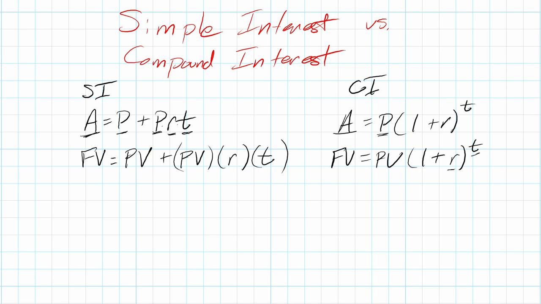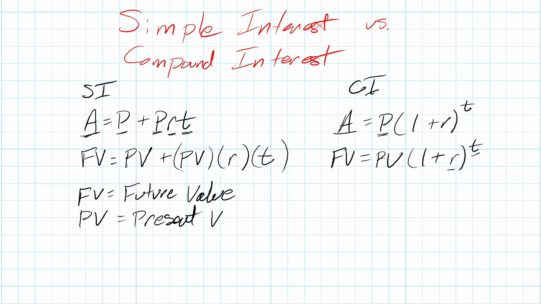Okay, so what's key here is we write these definitions down. FV stands for future value. PV stands for present value. R stands for rate, as in a percentage, which you have to convert to a decimal. And T stands for time. Okay, so hopefully that makes it a little simpler.